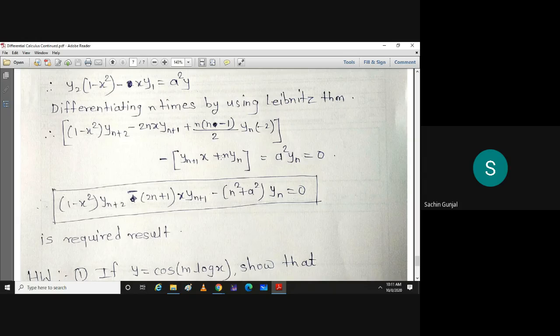Plus nC1, that is n, then the n minus 1 derivative of u. So n minus 1 plus 1 becomes yn, into the first derivative of v, that is 1. And there you stop, equal to a square yn. Equal to 0 is not there.